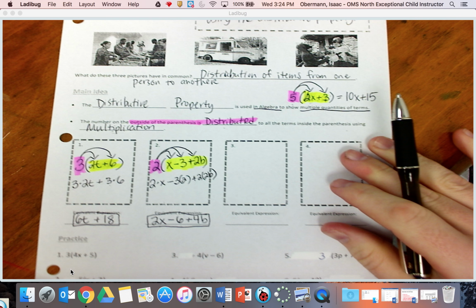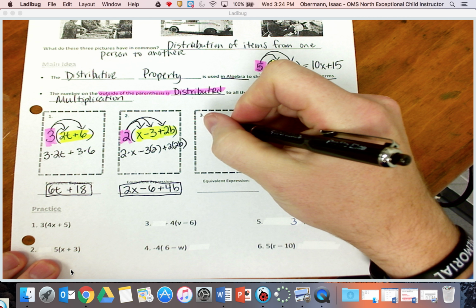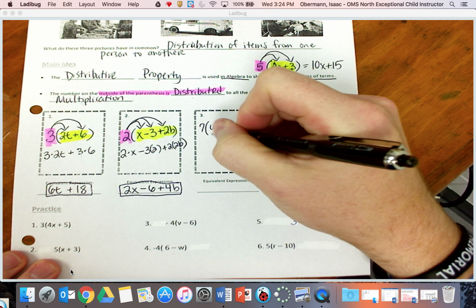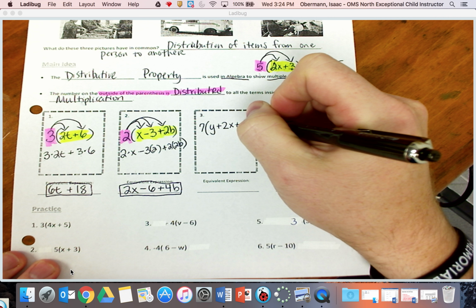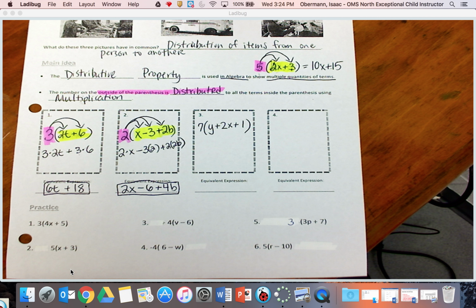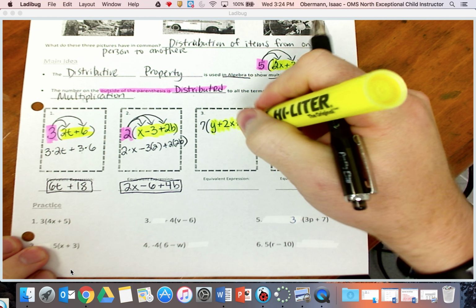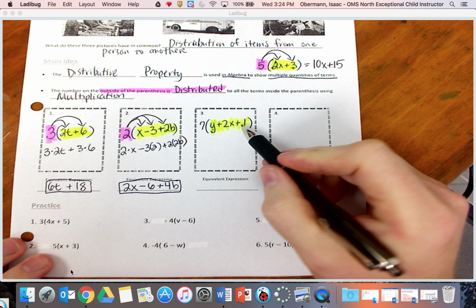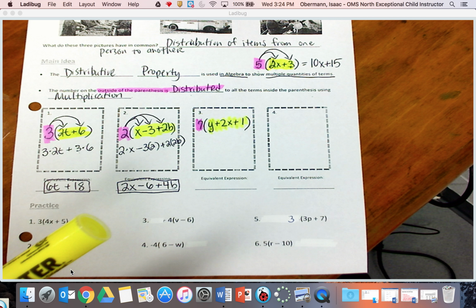Okay? The next one here, number 3. I want to do this one. Let's put a 7 outside, and inside y plus 2x plus 1. Okay? So my terms are the parts inside the parentheses here, my expression, y plus 2x plus 1. And I want to simplify that even more because I want 7 of them. I want to know what it will be if I do 7 of them.